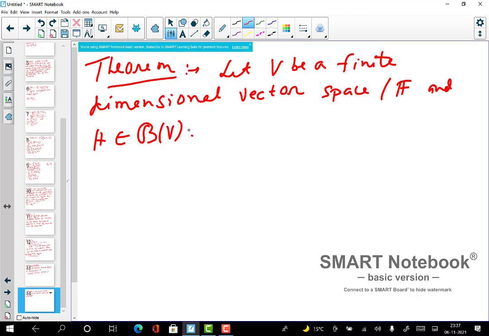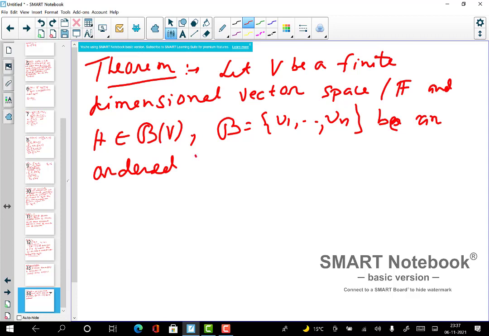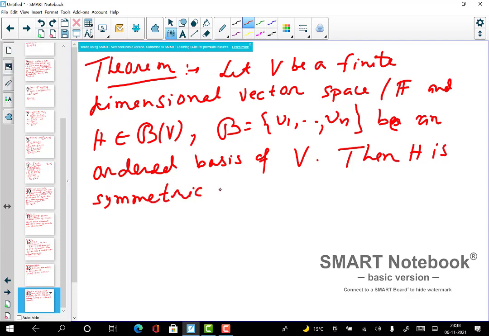Obviously we fix a basis, say an ordered basis beta = {b1, b2, ..., bn} of V. Then H is symmetric if and only if the matrix representation of H with respect to the basis beta is a symmetric matrix.